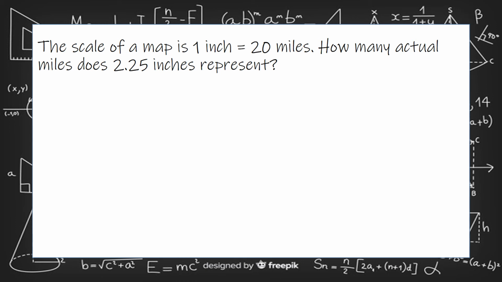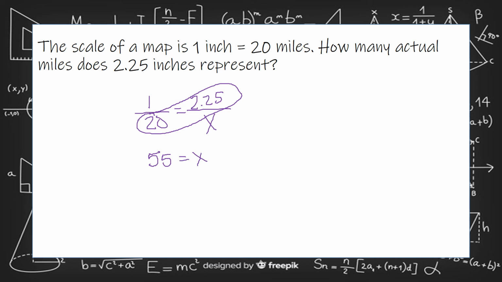The scale of a map is 1 inch equals 20 miles. How many actual miles does 2 1/4 inch represent? So 1 inch over 20 miles equals 2.25 inches over x miles. We're going to cross multiply. 2.25 times 20, that's 45, equals x. So that would be 45 miles.